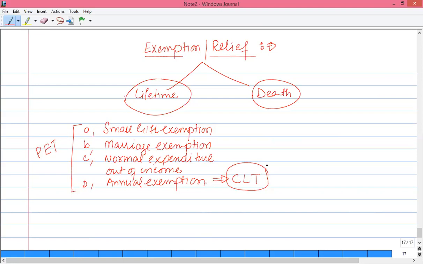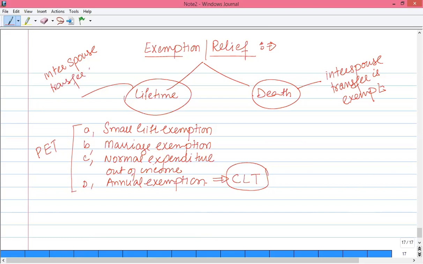And also remember that on death only inter-spouse transfer is exempt. Similarly, during lifetime, if there is any gift made to husband and wife, from husband to wife and from wife to husband, the inter-spouse transfer is exempt both during lifetime and at the time of death.